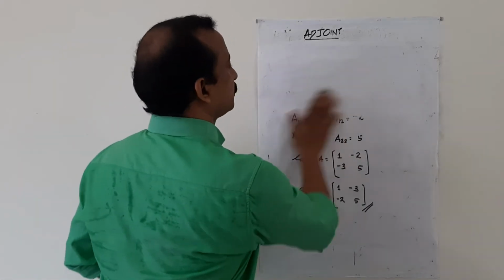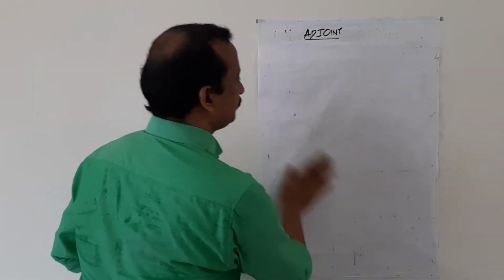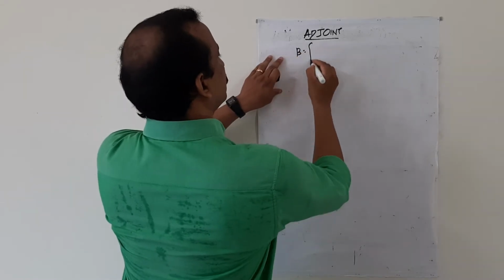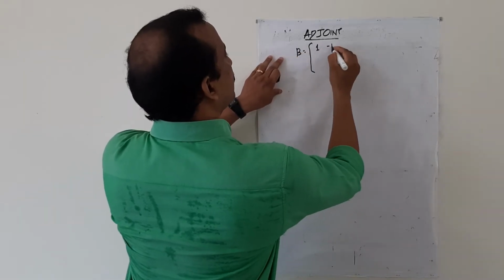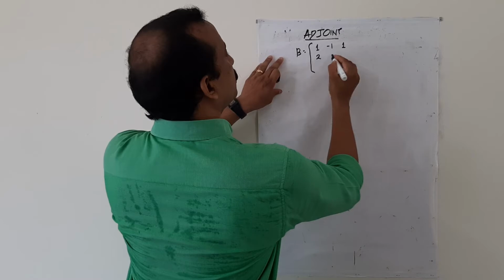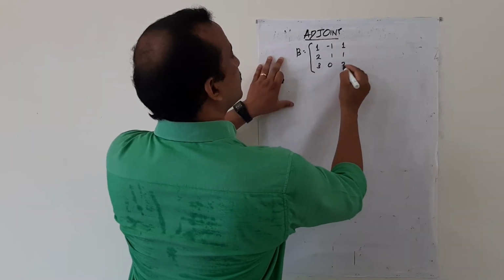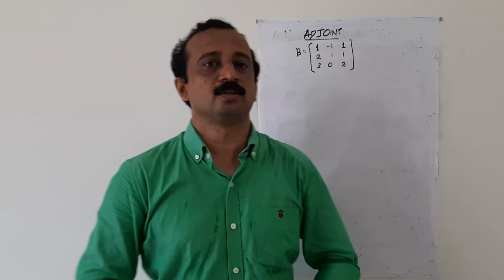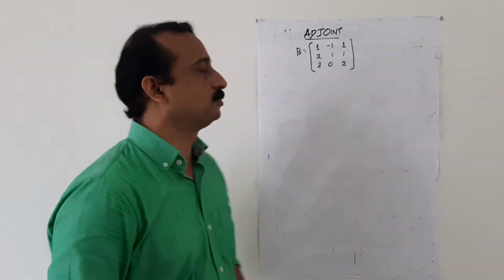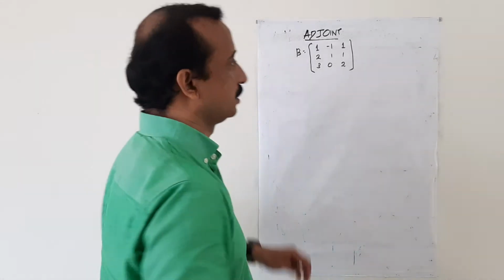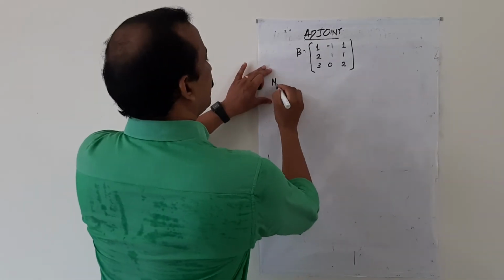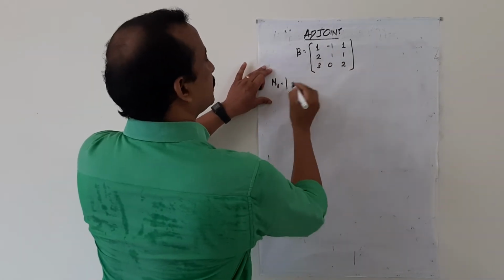How to find the adjoint of a 3x3 matrix? Suppose B is equal to 1, -1, 1, 2, 1, 1, 3, 0, 2. Find the adjoint of B. Okay. First of all, you find the minor and cofactor. M11. First row, first column delete.